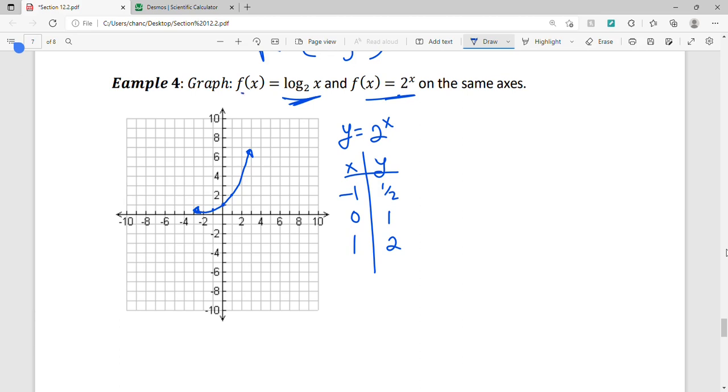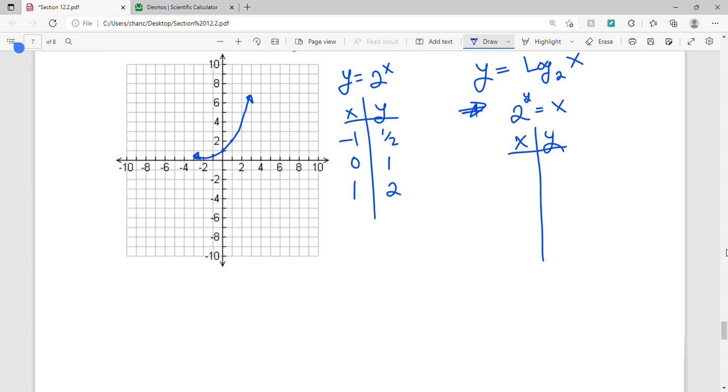For the other one, we'll rewrite it as y equals log base 2 of x by replacing f of x with y. We can translate this as an exponential function as 2 raised to the y equals x. And then we'll make a table. So to graph logarithmic functions, you just have to do an extra step. We'll pick y values, and you'll see something interesting. 2 to the negative 1 is 1/2. 2 to the 0 is 1, and 2 to the 1 is 2.